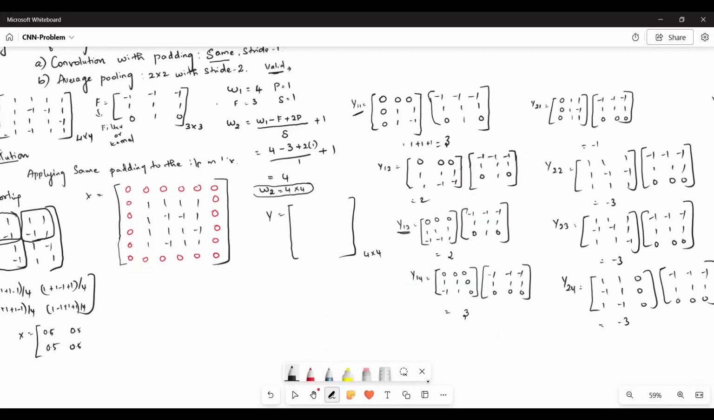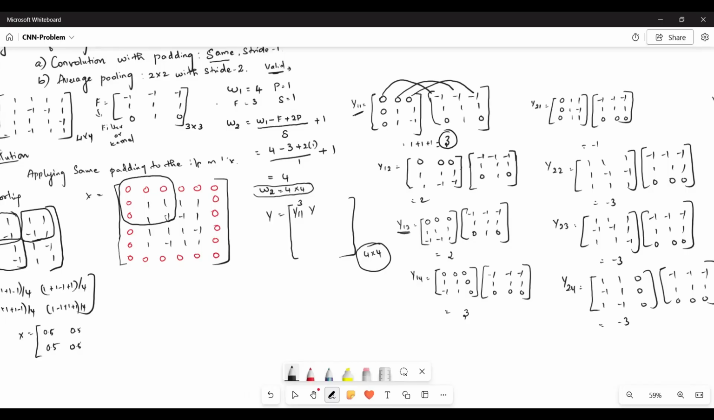We are going to get the output matrix Y. The size of the output matrix is 4 cross 4. So we are going to apply this filter on the input matrix to find each and every element of the Y matrix. We are going to perform the convolution operation. So for Y11, we are going to consider 3 cross 3 values in the input matrix, applying this filter on this matrix. Doing element-wise multiplication and summing up all the products, we will get 3. So the value for Y11 is 3.